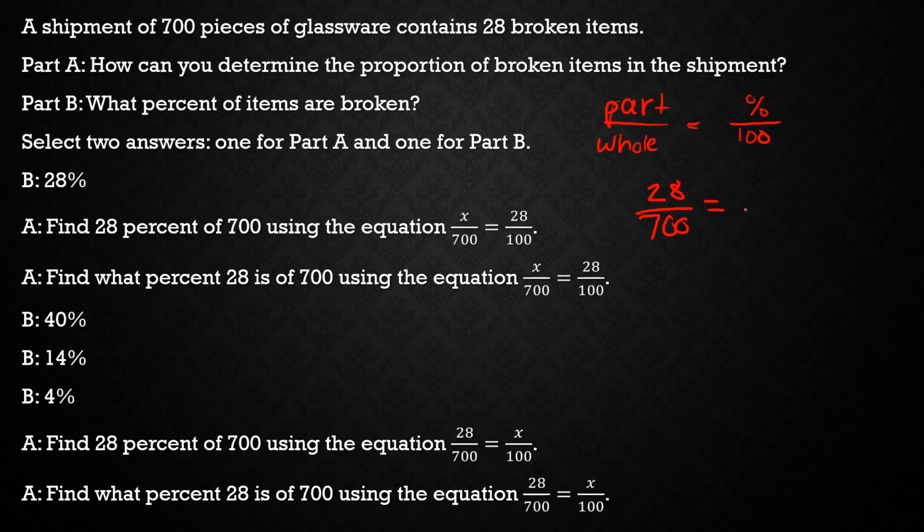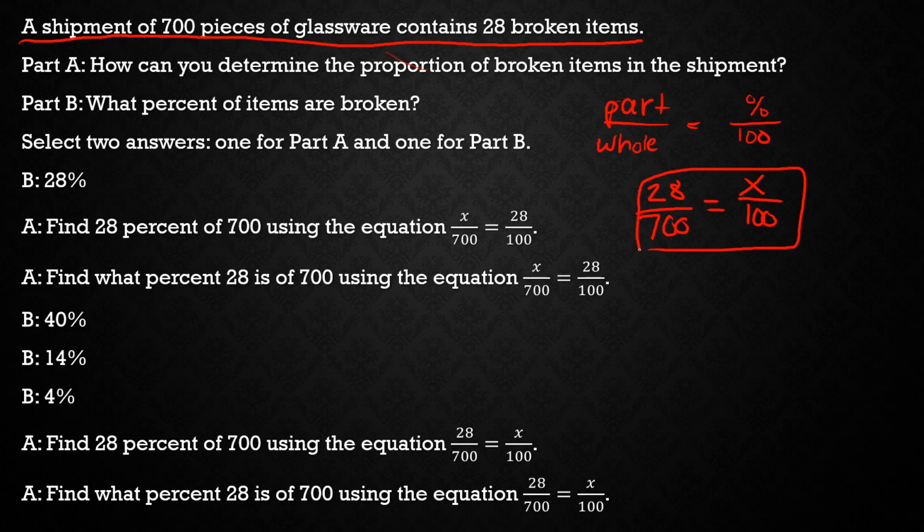I don't know what my percent is, right? That's the one piece of information I'm not given in this initial sentence up here. I'm given my whole and I'm given my parts, but I don't have a percent. So since I don't know what my percent is, I'm going to put a variable there. Okay, so the proportion that we want to use is going to look like this. A proportion is two fractions that are set equal to each other. So if I'm looking through my answer choices here, I want to find what percent 28 is of 700 using this proportion here.